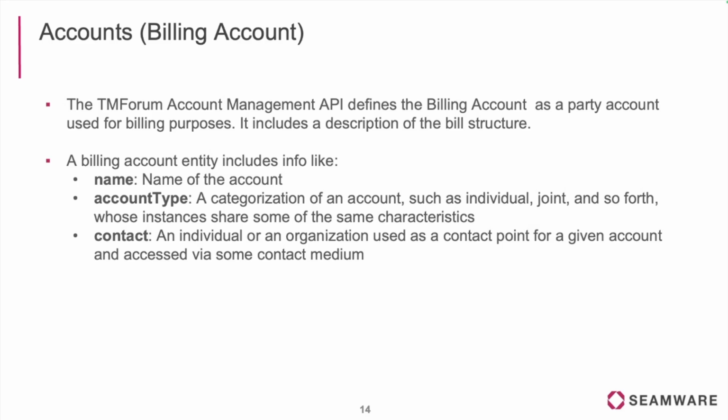What kind of information are you going to have here? You are going to have the name of the account, the type of the account. Here you are going to have, for example, the billing address, which is also part of the billing account. And then you are going to have the contact, which is the link to the particular party that is the owner of this billing account, which might be, as I mentioned, individuals or organizations.